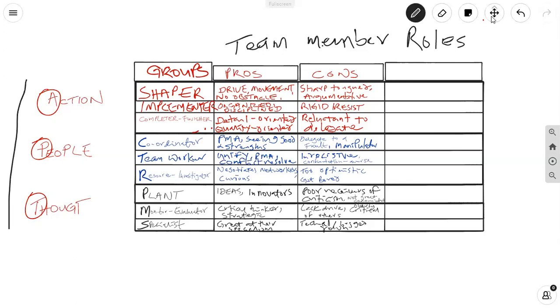APT: a project management system requires thought. People are in the middle. Okay? A, P, T.